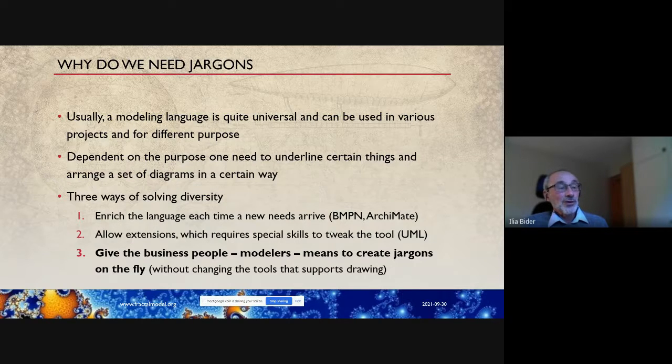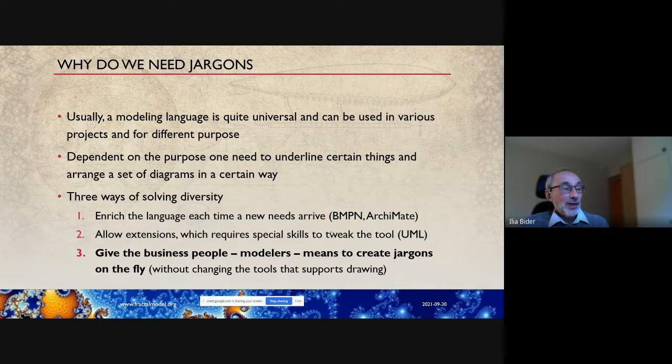So how to solve this diversity? There are several ways. One way is, each time you need something new, you enrich the language, and the language will grow and grow. We have this effect in BPMN, which started as a small language meant to be understandable for business people, and has grown to the extent that nobody understands or uses it in full, especially not business people. And I see the same trend in Archimate, which is an enterprise architecture language.